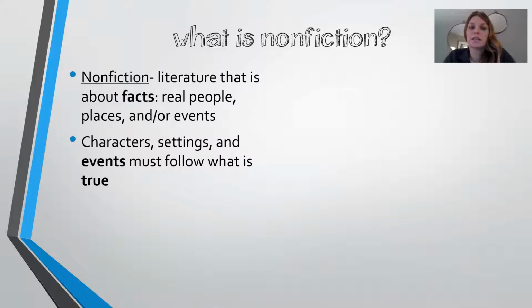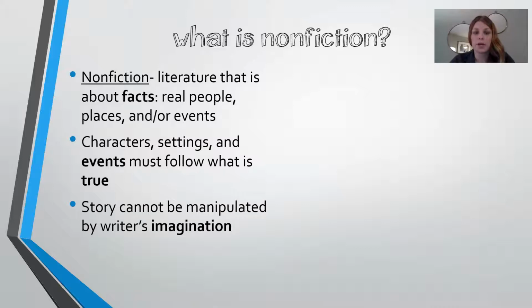The characters, settings, and events must follow what is true, so you can't make it up. And the story cannot be manipulated or changed by the writer's imagination. If they are going to talk about a historical event, they have to talk about only the facts that they know for sure. They can't make up what people thought, said, or did.